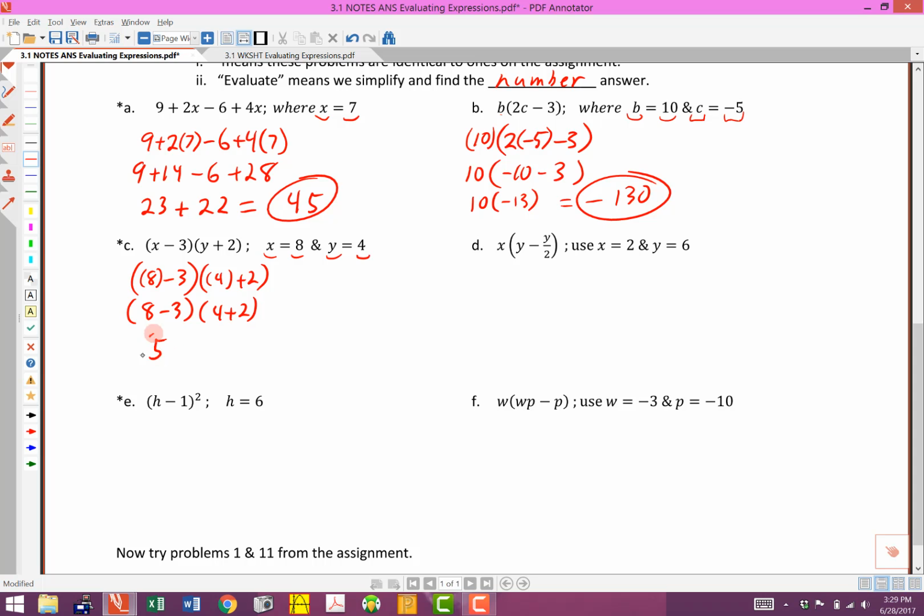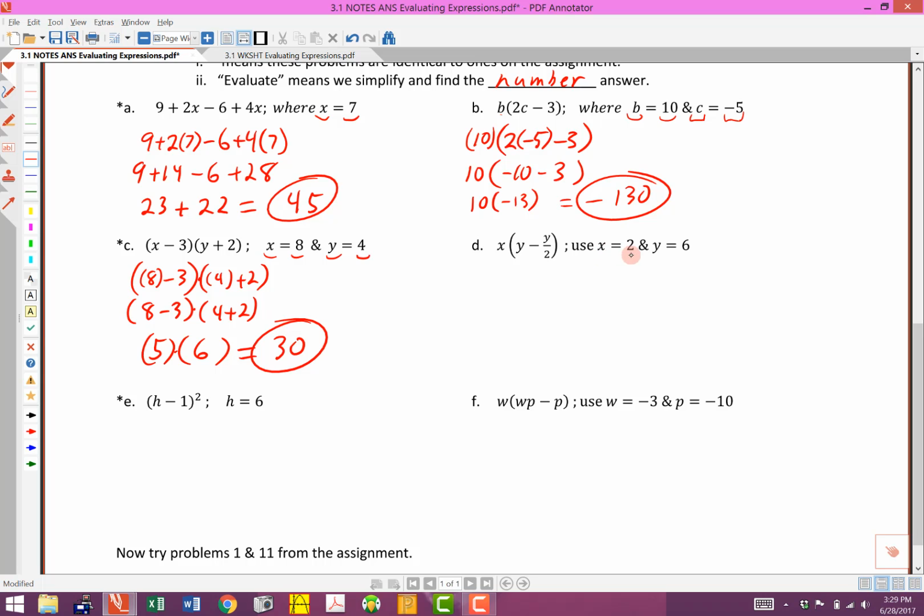So 8 minus 3 is 5, I'm going to leave that in a set of parentheses. And 4 plus 2 is 6. I'll leave that in a set of parentheses. So you'll notice that we've got this implied multiplication all the way through. So now we're in a position where we can carry out this final operation. So we're going to multiply. So we end up with 30. So our answer there is 30. All right, we'll take a look at the next one.